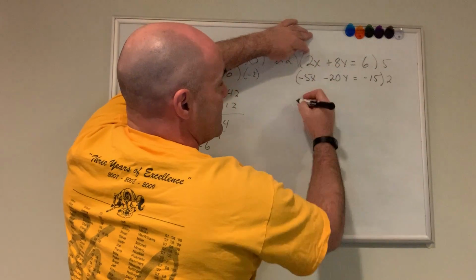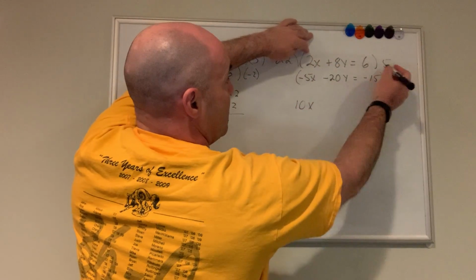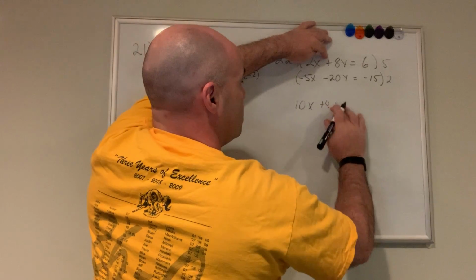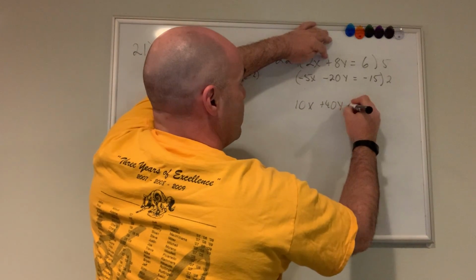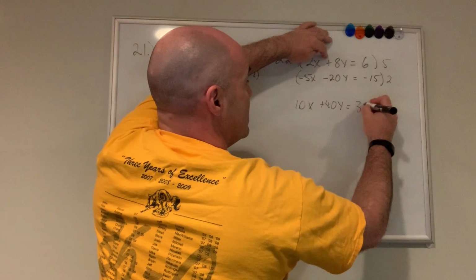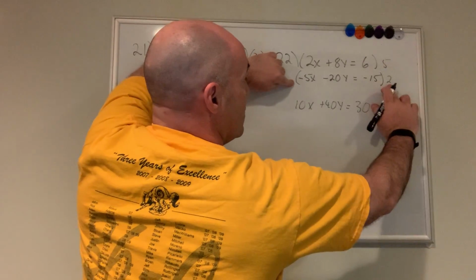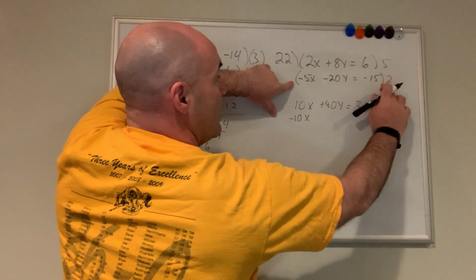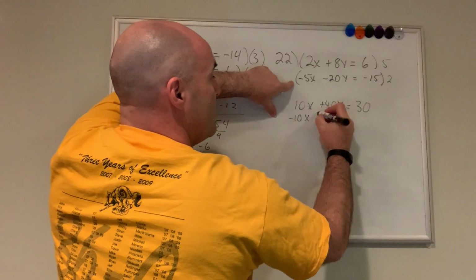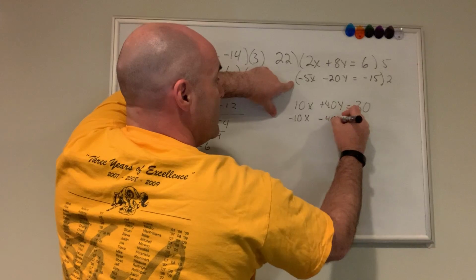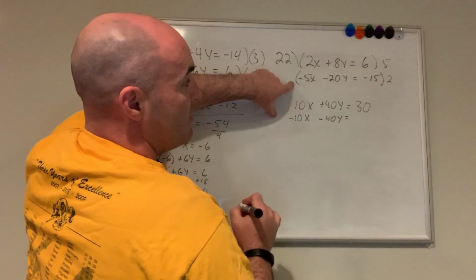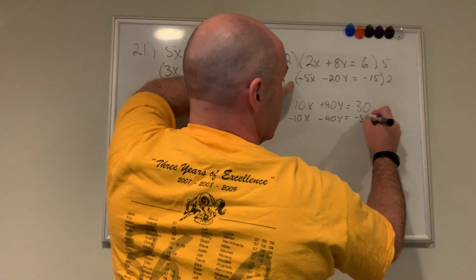5 times 2x is 10x. 5 times 8y is 40y. 5 times 6 is 30. 2 times negative 5x is negative 10x. 2 times negative 20y is negative 40y. And 2 times negative 15 is negative 30.